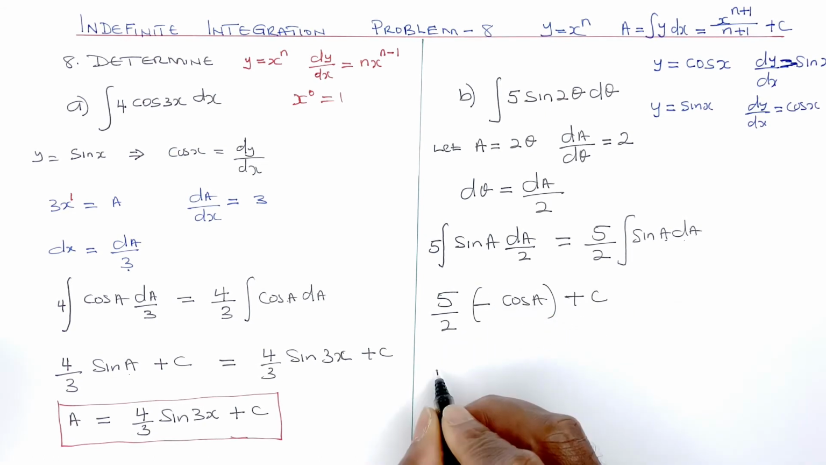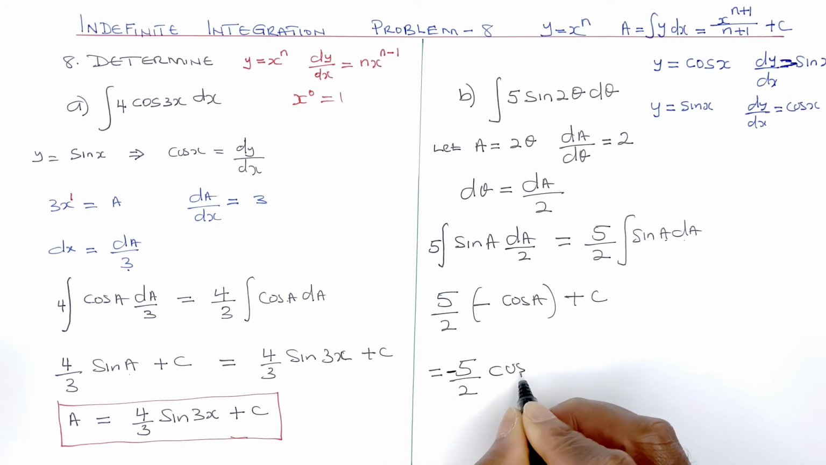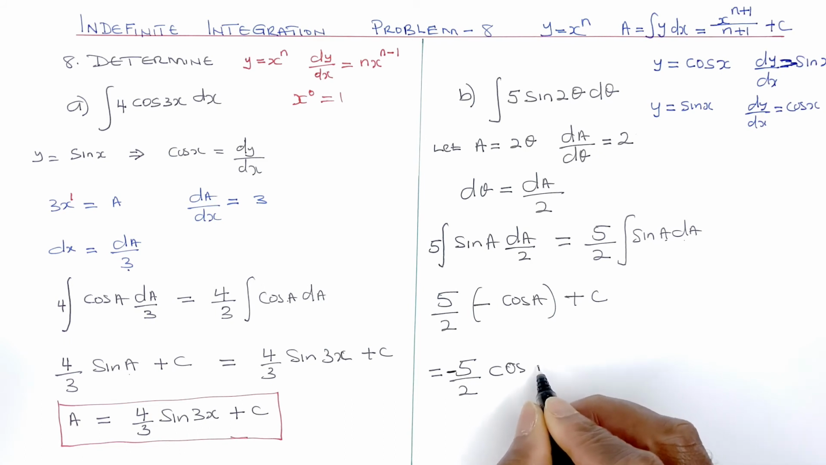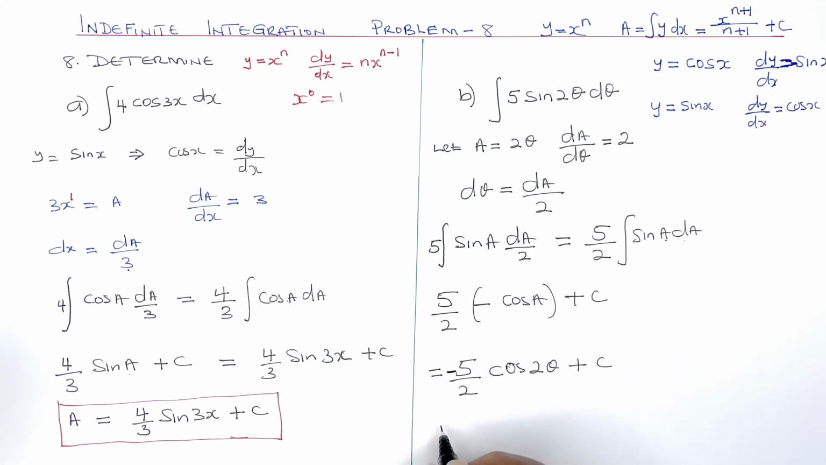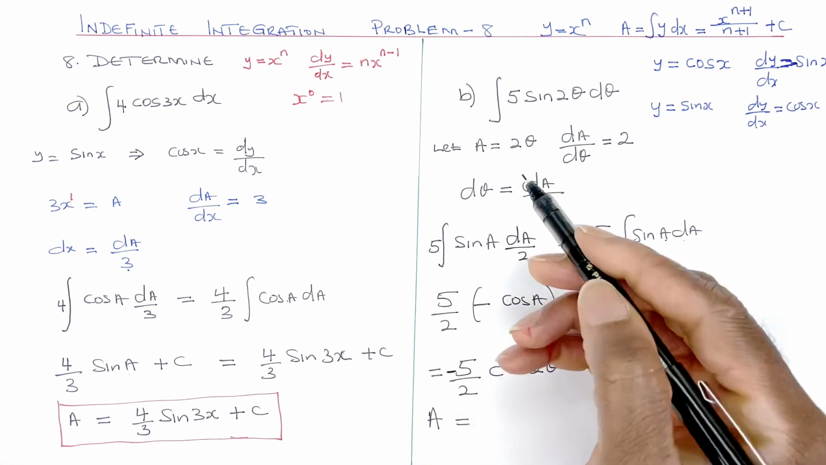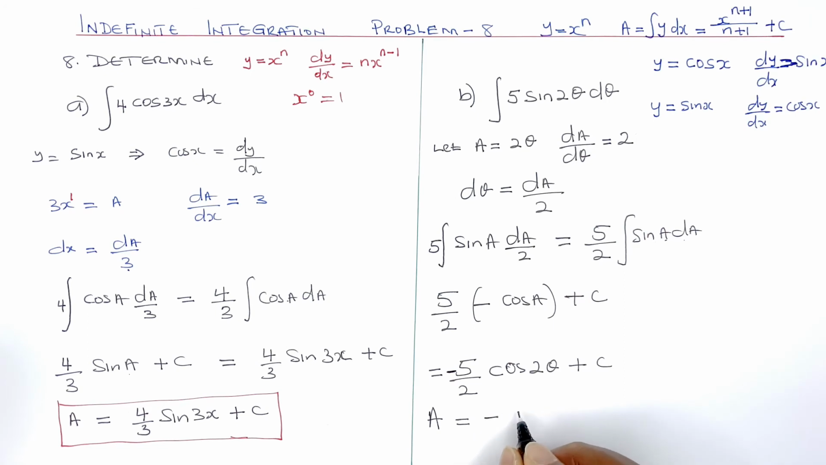plus C. And that will be equal to minus 5 over 2 cos a, where a is 2 theta, plus C. So the final answer, the area under that curve, will be minus 5 over 2 cos 2 theta plus C. And that's the answer we're looking for.